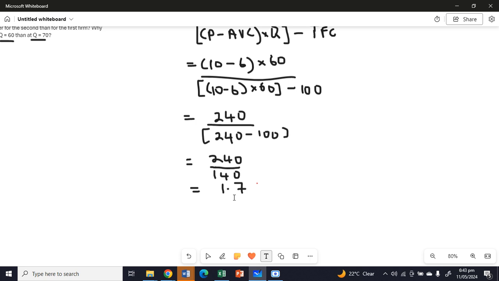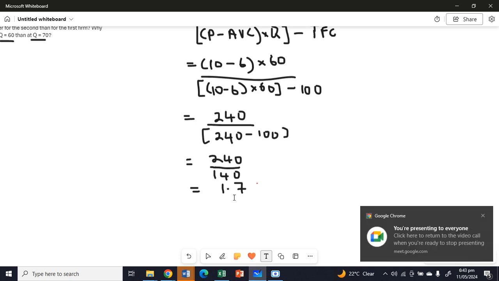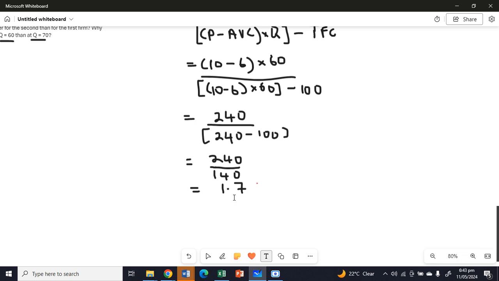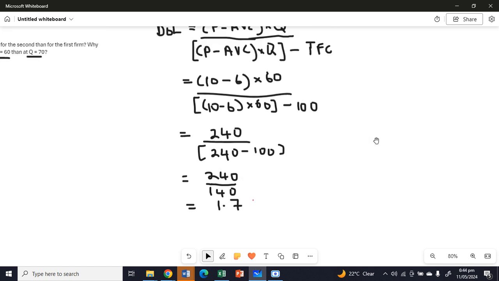All right. So our degree of operating leverage is 1.7, meaning if sales increase by 1%, operating income increases by 1.7%. And if sales decrease by 1%, operating income is going to decrease by 1.7%. I hope we are okay with that. Any questions?